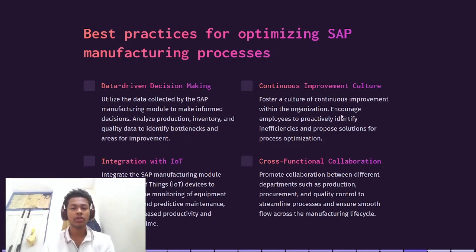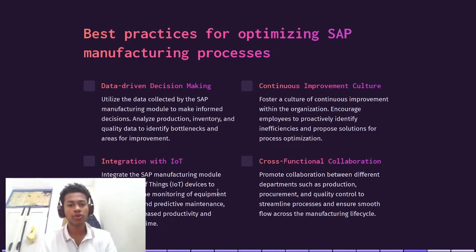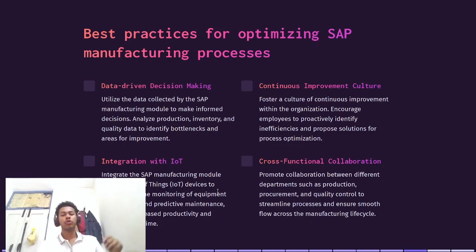Continuous improvement culture. This is similar, but data driven decision making is where you analyze production and act, while continuous improvement culture is where you already have decent momentum, and you think of a better way to use your resources to improve the production. Integration with IoT, everything is AI and IoT these days. So you will have to optimize your resources and use machines to do things that humans cannot do. That will save human time.